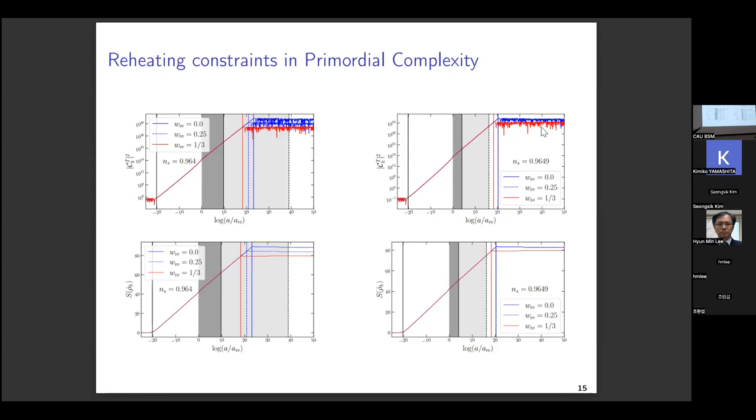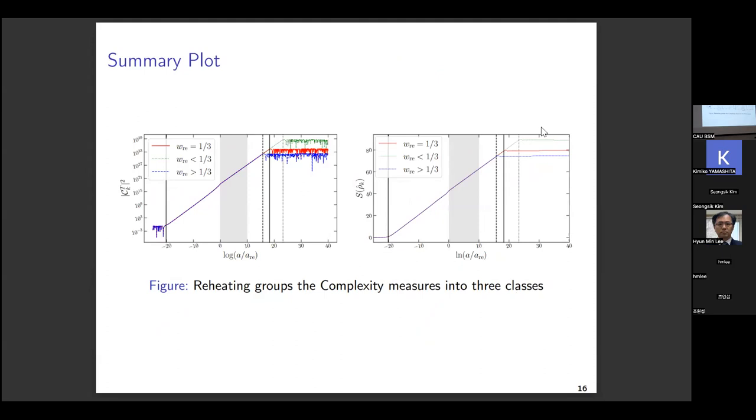So all the modes, I could have plotted other equations of state, and all the modes will have the same amplitude. All the equations of state less than one third will have the same amplitude. Radiation will have the same amplitude, and greater than one third will have the same amplitude. If this is not clear, let me give you the summary plot. That is the main message.